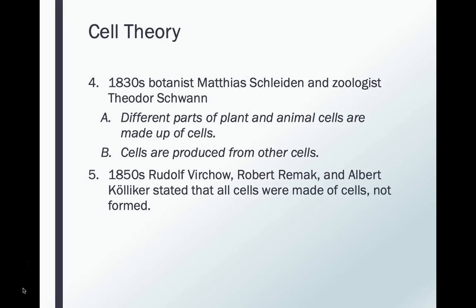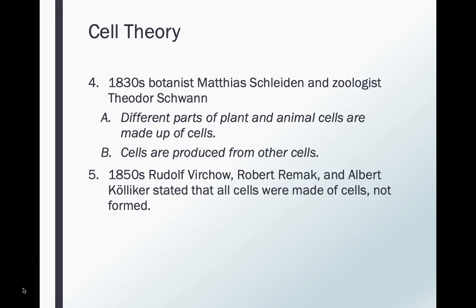So in the 1830s, jumping ahead a little bit, we have two men, a botanist named Matthias Schleiden and a zoologist named Theodor Schwann. They were not working together, but they came up with the same ideas at about the same time. They observed that different parts of plants and animals are made up of cells. Different parts are made up of different types of cells, and they recognized that these all had specific functions.